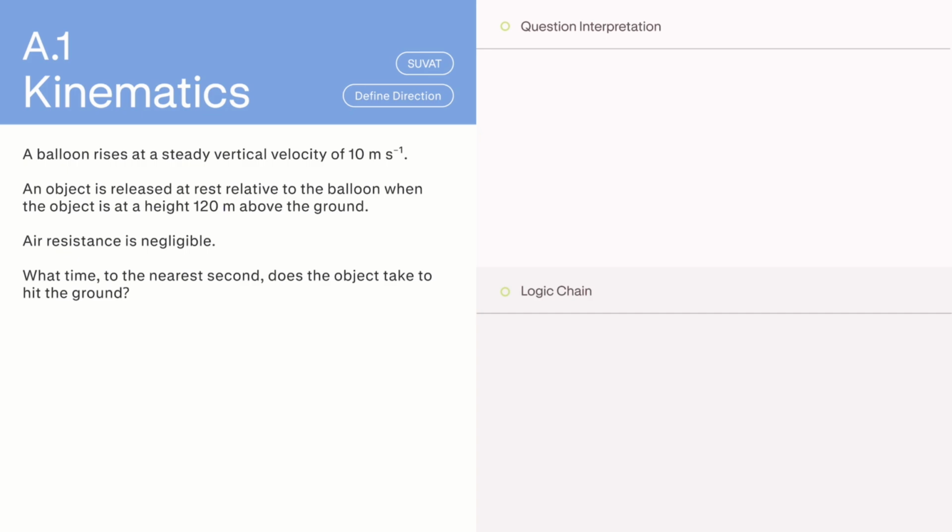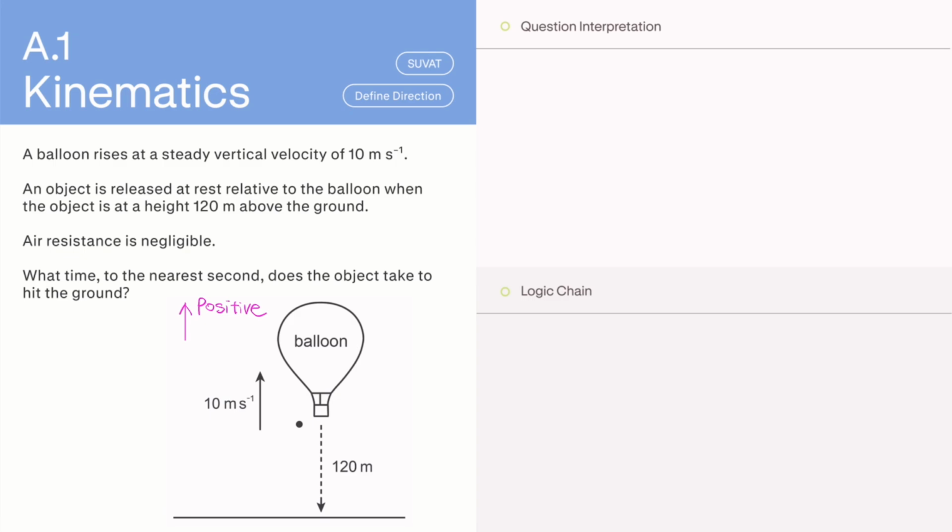Before we dive in, take a moment, pause the video, read through the questions, and see if you can spot the SUVAT quantities. You might also sketch a quick diagram. It really helps you visualize the motion. How did it go? Let's compare notes.